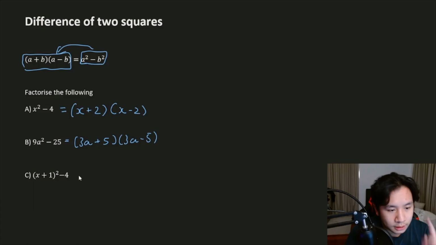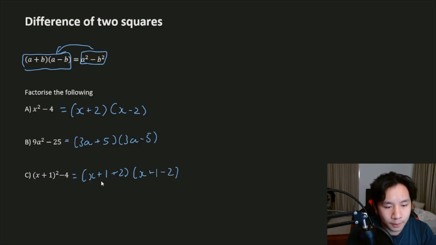All right, one last question. Here we have x plus 1 squared minus 4. Same thing as before, you want to square root the first one. If you square root this, it just cancels out the 2, the squared, sorry. And so what you're left with is x plus 1. Then the square root of 4 is just 2. And then you want to write the opposite version.